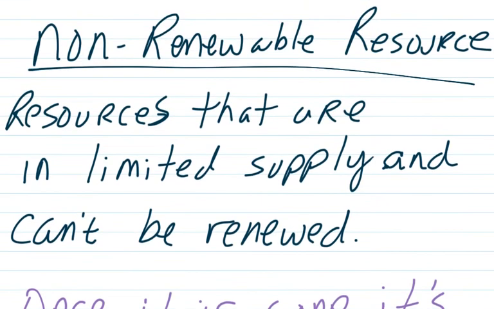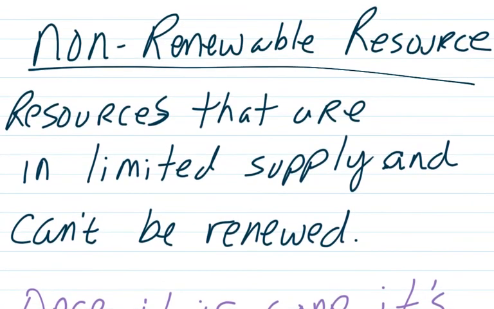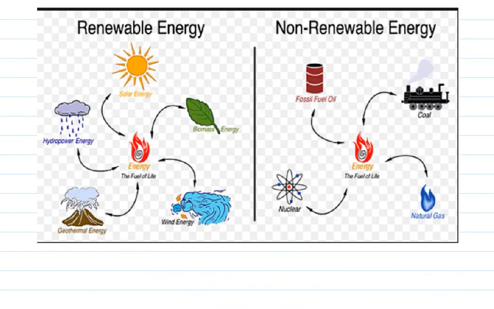Now, our next definition is that of a non-renewable resource. They are limited in supply and they can't be renewed. And the thing that you need to remember is that once it is gone, it is gone forever. That will be the end of that resource. So now, let's look at some pictures.